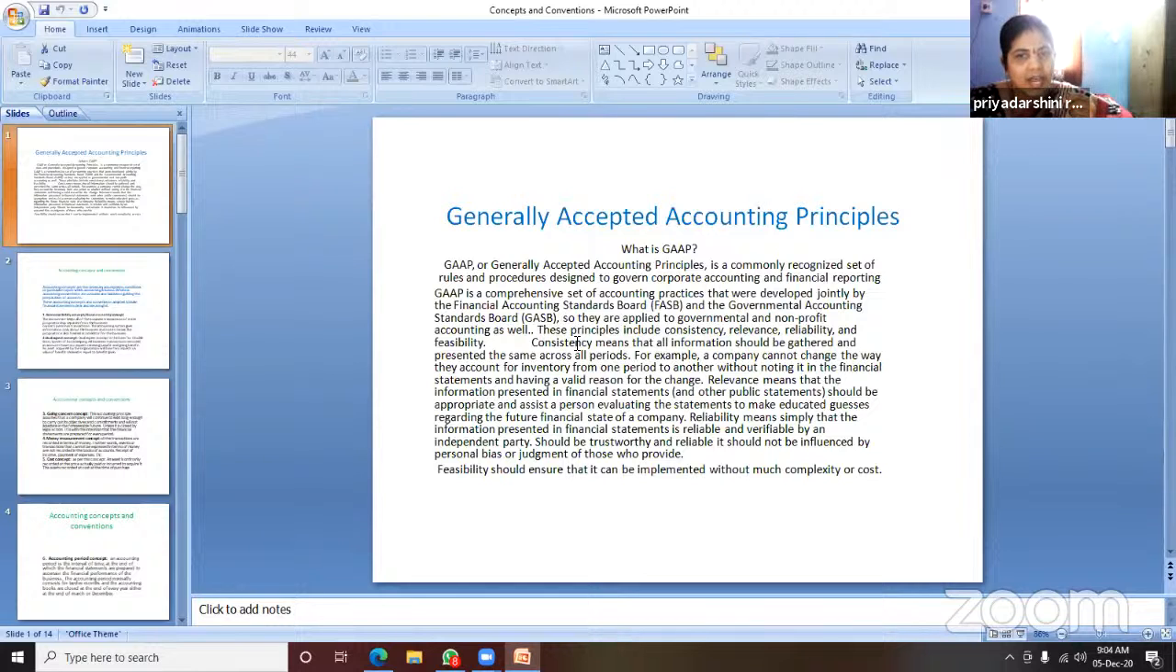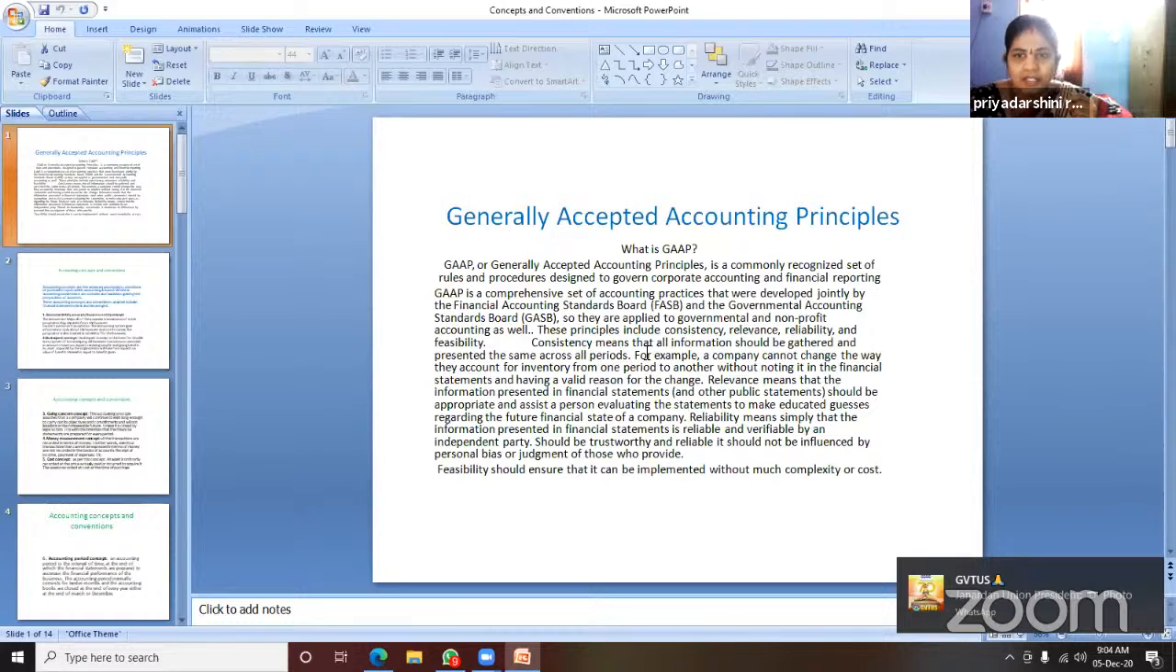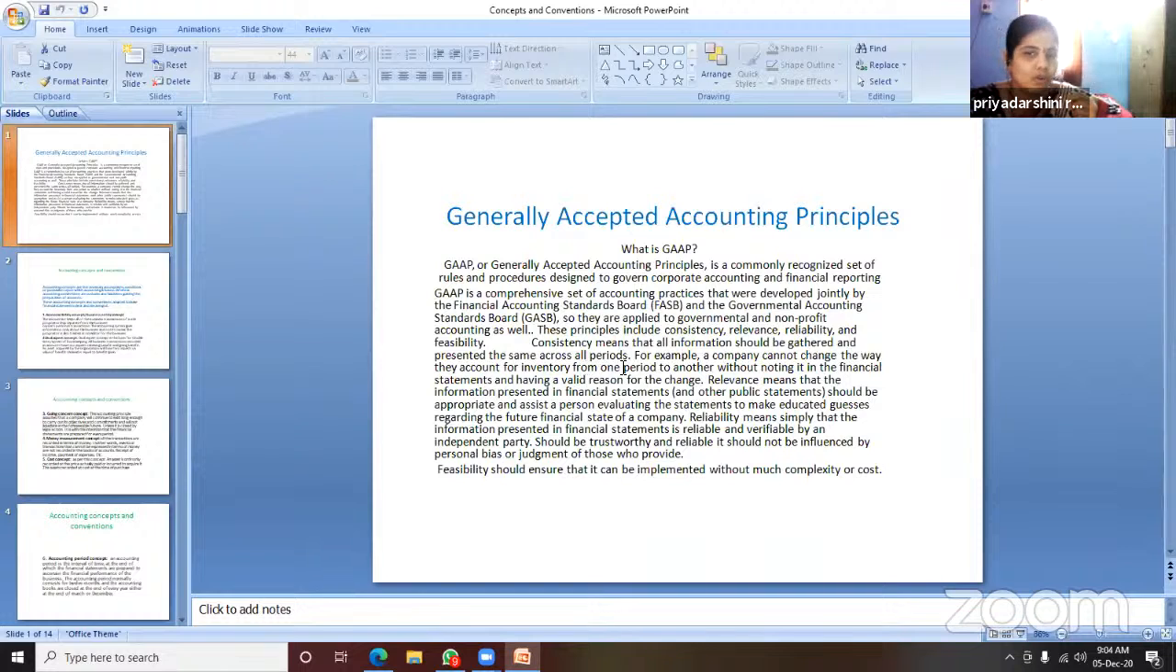It got universal acceptance. So, in order to satisfy the criteria of these principles, we have to follow the criteria of consistency, relevance, reliability, and feasibility. So consistency means that all the information should be gathered and presented the same across all periods.